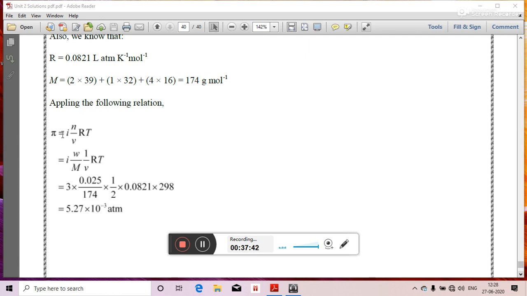Now applying the following relation, pi equal to i into n by V into RT. So that is equal to i into WRT upon MV. So van't Hoff factor i equal to 3 multiplied by 0.025 into 1 into 0.0821 into 298 upon molar mass of potassium sulfate 174 into volume in liter, that is 2 liters. So that is equal to 5.27 into 10 raised to minus 3 atmosphere.